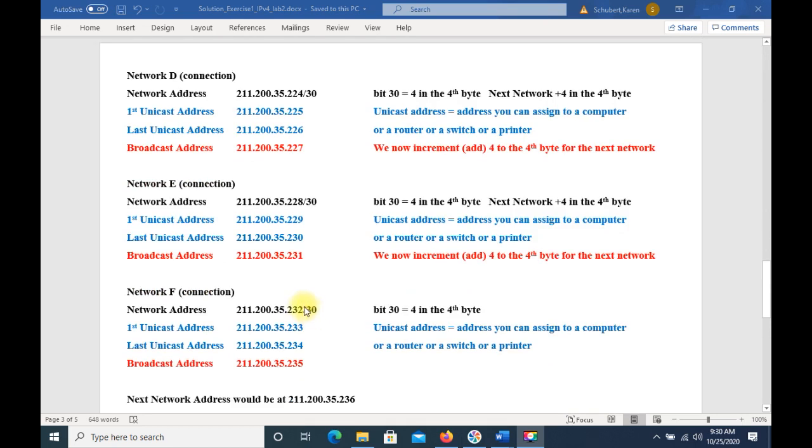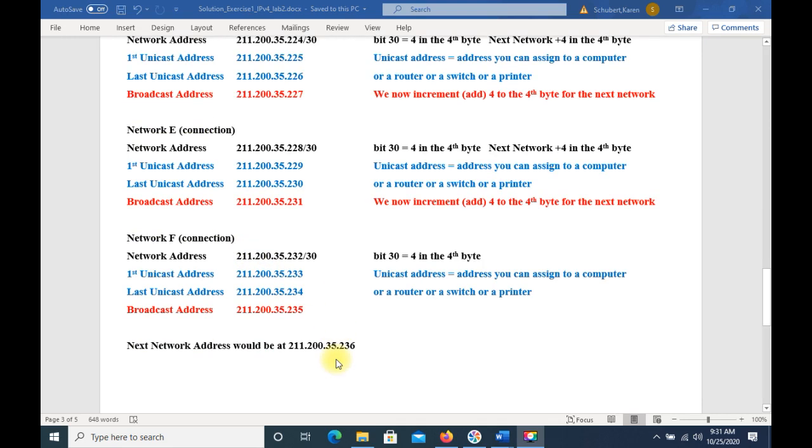Last but not least, we had added 4 to 228 to arrive at the network address of 211.235.232 for network F. Again, a subnet mask of /30. Bit 30, we know, is 4 in the 4th byte, but this is our last network, so we don't need to increment or add anymore. Again, we have only 2 unicast addresses, 211.235.233 and 211.235.234. The last address, 211.235.235, is the broadcast address for network F.